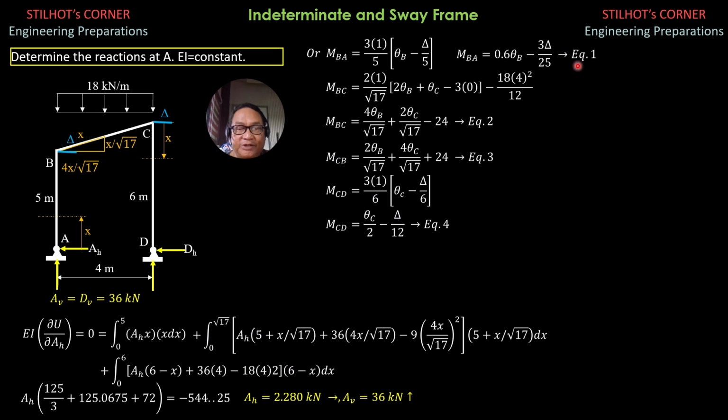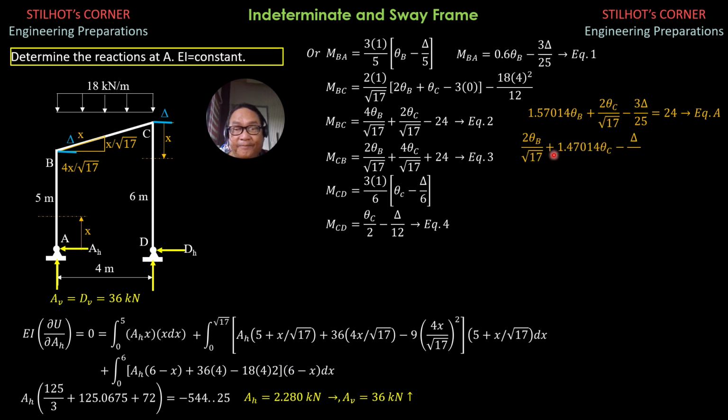Equilibrium at B, MBA plus MBC equals 0. So add equation 1 and equation 2 and equate it to 0. That would be 1.57014 theta B plus 2 theta C over square root of 17 minus 3 delta over 25 equals positive 24. Equation A, that's the working equation. Then equations 3 and 4 add at C, MCB plus MCD equals 0.